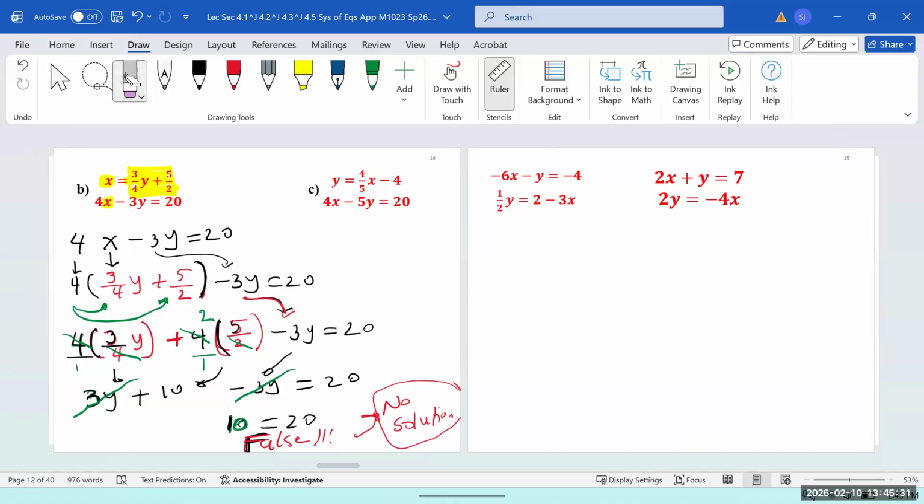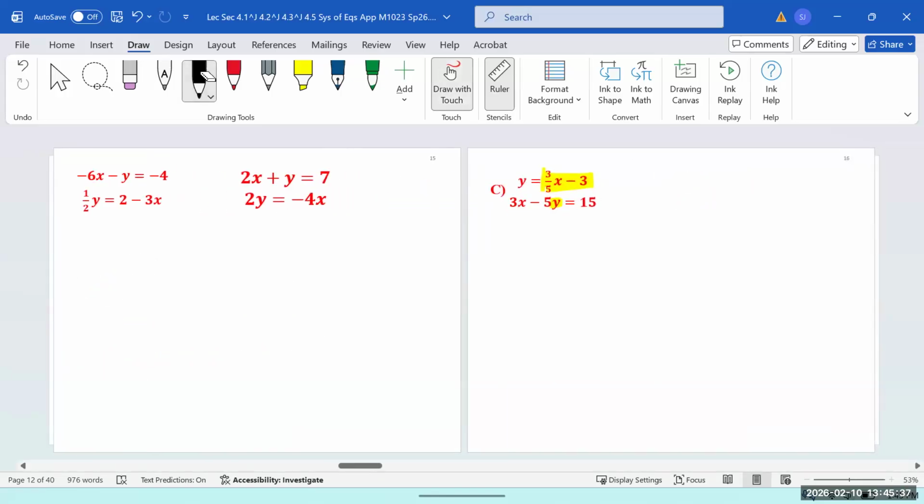these two, we already did. So forget about these two. Try C. No, there's another question actually here. This one is a good one. Try this C.